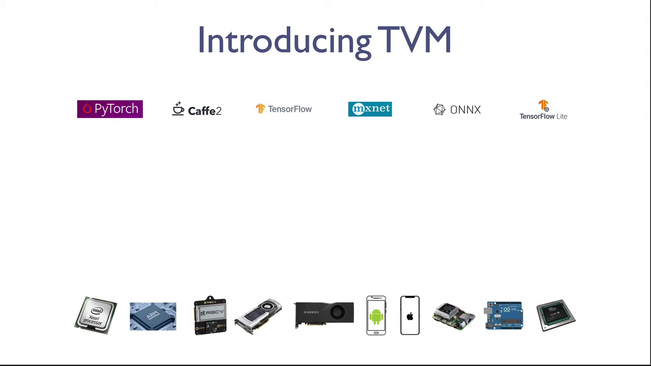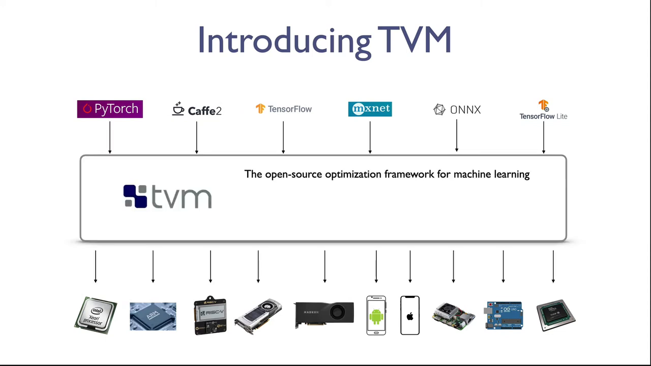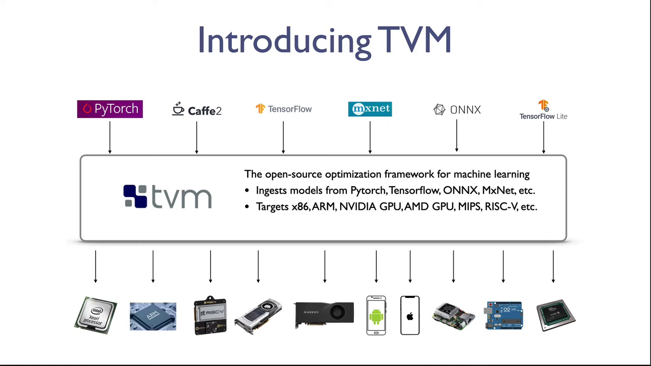Thankfully, there's a solution to this deployment problem, and it's called TVM. TVM is the open source optimization framework for machine learning. It can ingest models from a number of different sources, including PyTorch, TensorFlow, ONNX, and MXNet. And it can target a number of different architectures, including x86, ARM, NVIDIA GPUs, AMD GPUs, MIPS, and RISC-V. It's also supported by a number of different operating systems, including Linux, Mac, iOS, Android, Zephyr OS, Windows, and WebGPU.